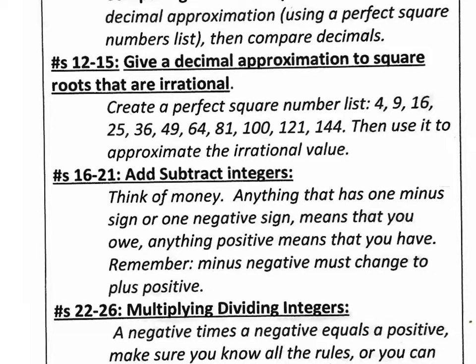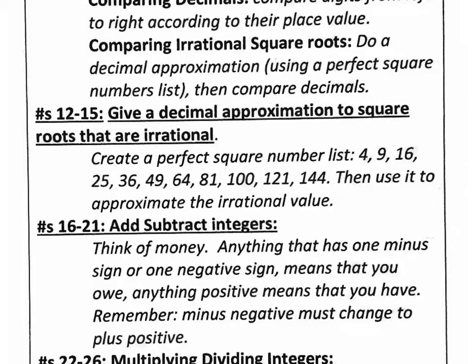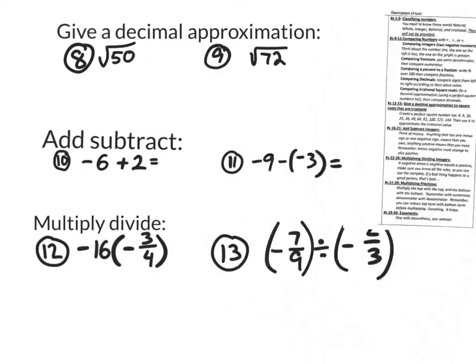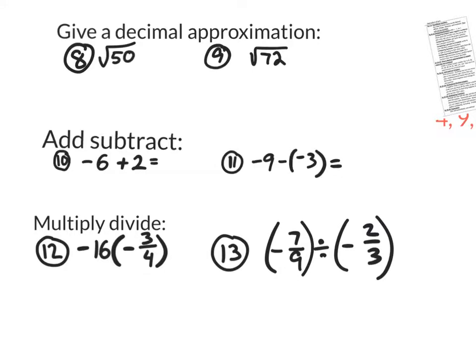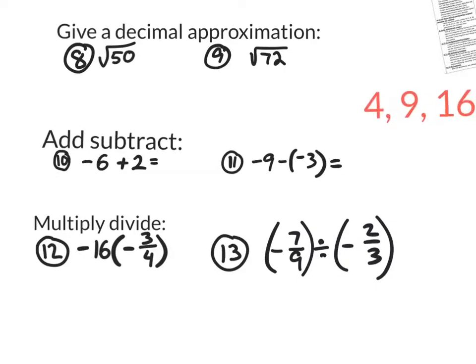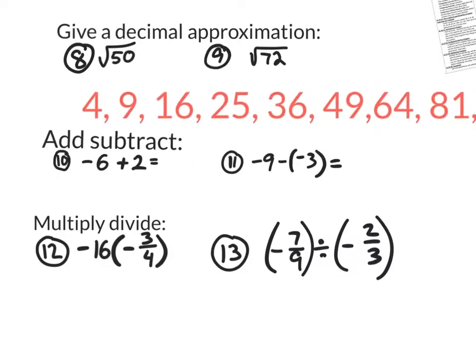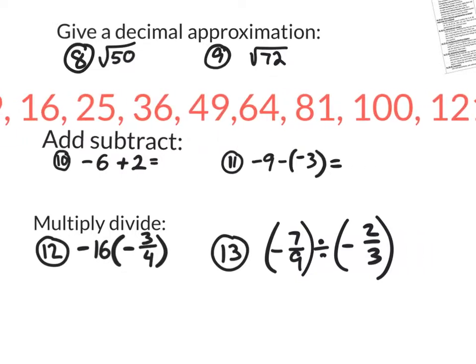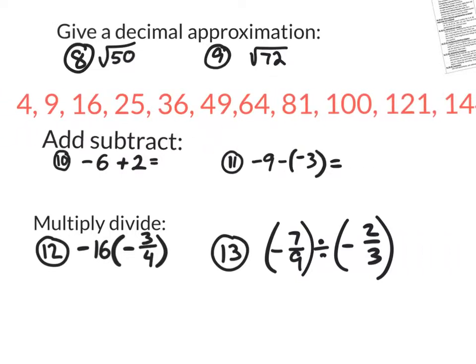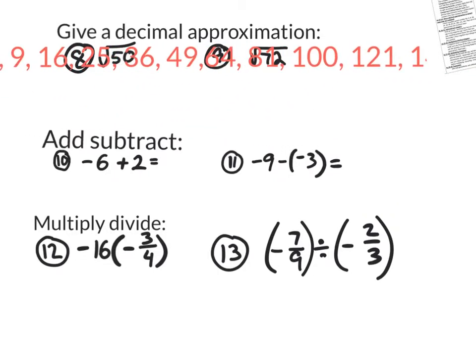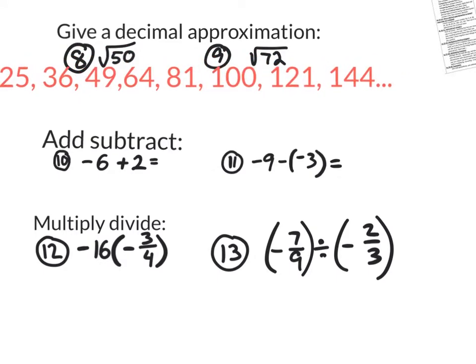So let's actually turn to some of these examples. So right here, we have 2 questions that say give a decimal approximation. So once again, the best way to do this is to actually make a list of perfect square numbers. So if you go 2 times 2, you get 4, 3 times 3, you get 9, 4 times 4, you get 16, and so on and so on. You make this list as long as you want. And then you could use this list to see where the number 50 will land. So 50 lands a little bit more than 49. It's between 49 and 64, but it's really close to 49.